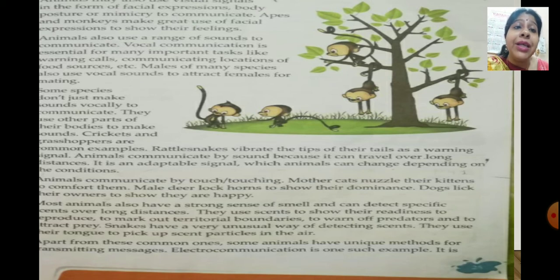Animals communicate by sound because it can travel over long distances. So the sounds which they make can travel long distances. It is an adaptable signal, so others can listen to it and adapt to the changes. If there is danger, they can become alert and take the necessary steps. Animals can change depending on the condition. So the animals can quickly take decisions and make changes by hearing the different types of sounds.